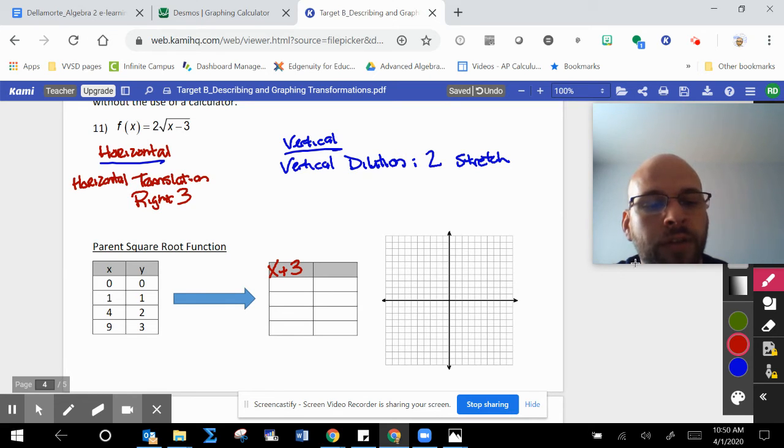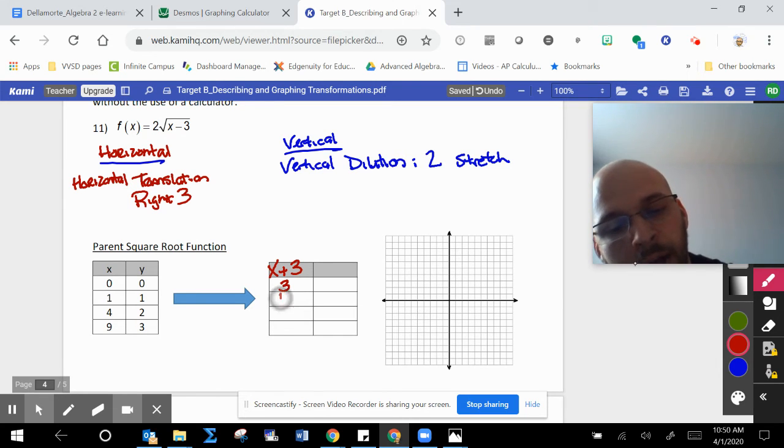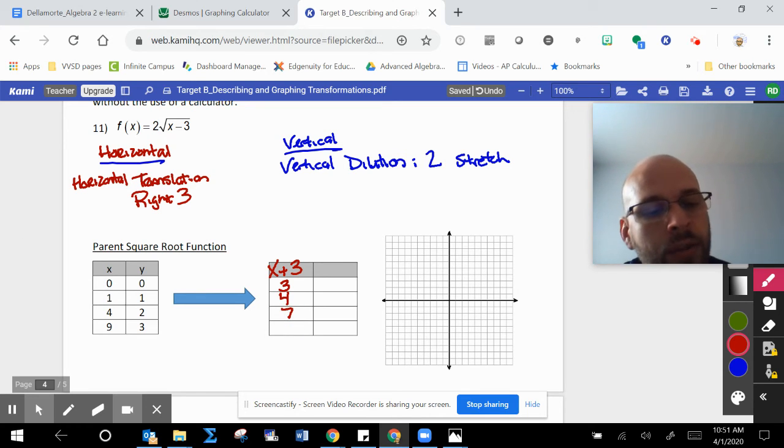So if I do that, the first value is 0. I'm going to add 3 to it. I'll now have 3. Next value is 1. If I add 3 to it, I'm now going to have 4. Add 3 to the next value. Now the next value is 4. So now my new value would be a 7. If I add 3 to the 9, my new value would be 12. So those are all the horizontal changes.